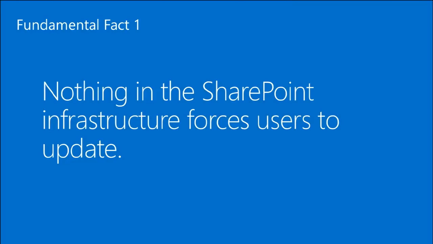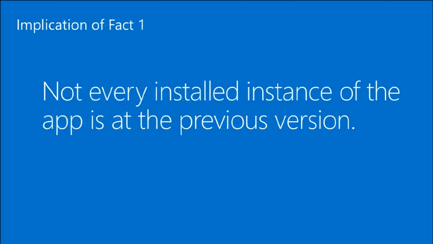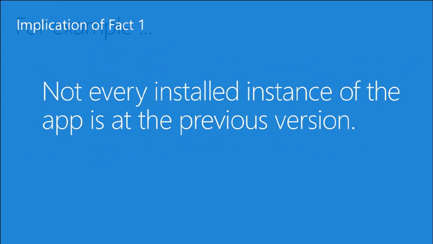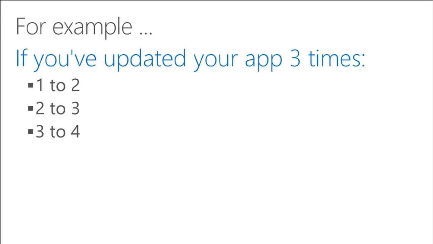So the implication of this fact is this: not every installed instance of the app is at the previous version. For example, if you've updated your app 3 times, from version 1 to 2, version 2 to 3, version 3 to 4, you usually have to assume that some instances are still at version 1. And some instances are still at version 2, as well as, of course, some at version 3.